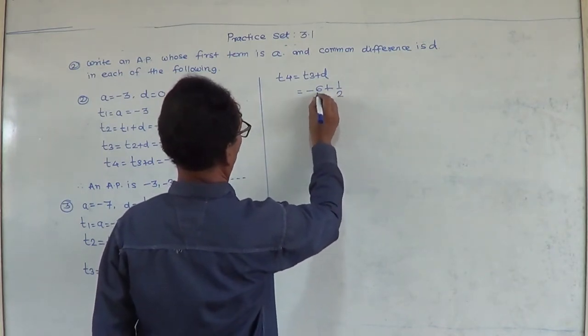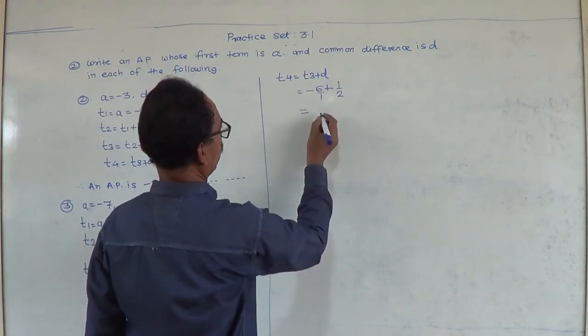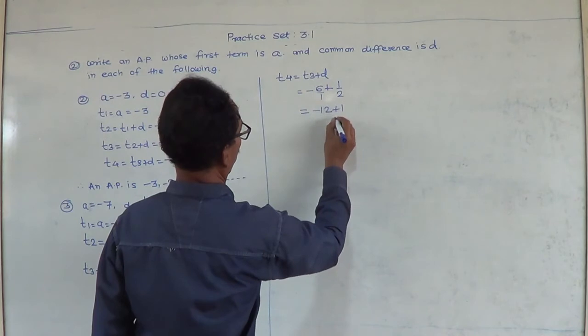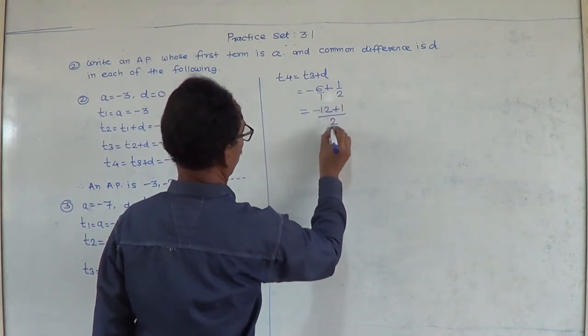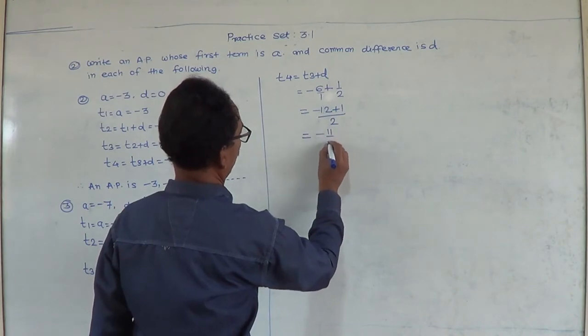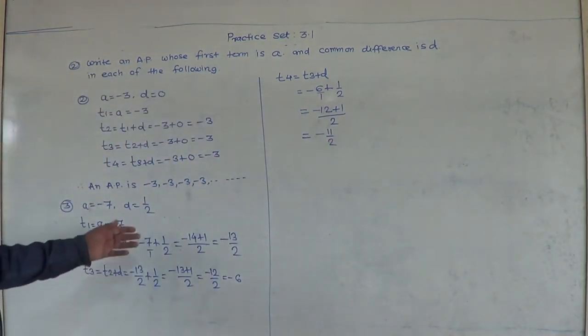Here minus 6 into 2, that will be minus 12. 1 into 1, this will be plus 1. 2 into 1, this is 2. Answer will be minus 12 plus 1, this will be minus 11 by 2. So we found all the values of T1, T2, T3 and T4.